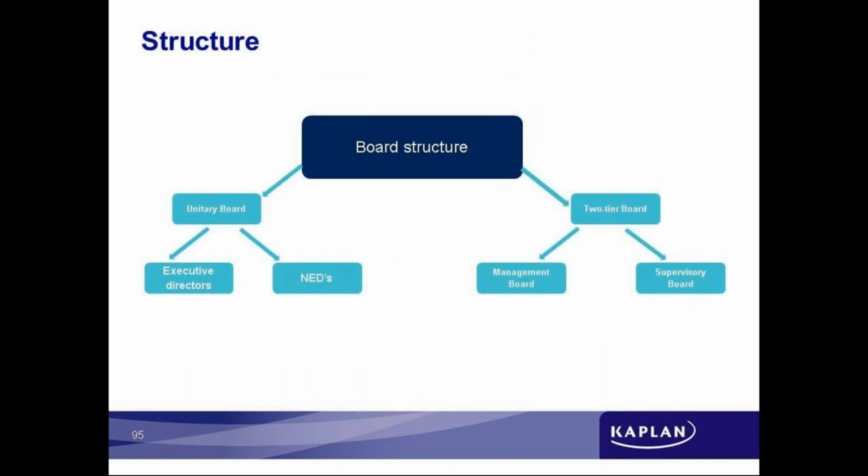Right, now the board structure. It can be a unitary board or a two-tier board. In a two-tier board, like I told you before, you have one set of directors to manage the business, and you call them the management board. And then there's another set of directors who will supervise. So that is non-executive directors supervising the work of executive directors. In a unitary or single board, we will have executive directors and NEDs together.